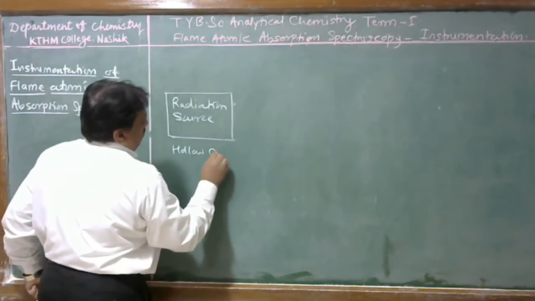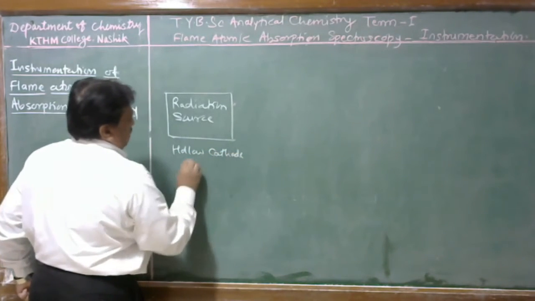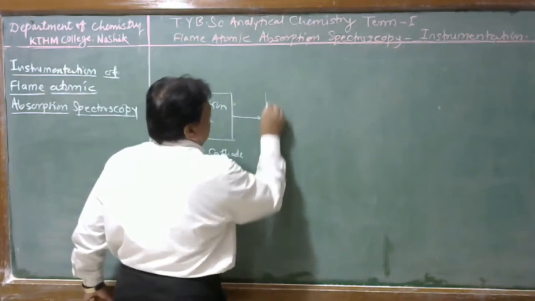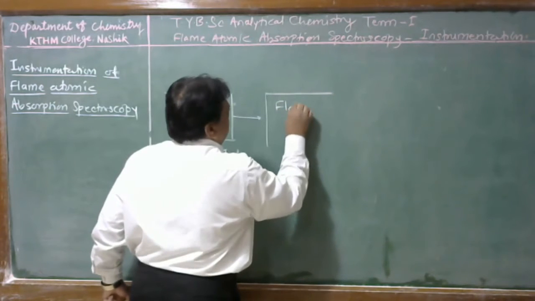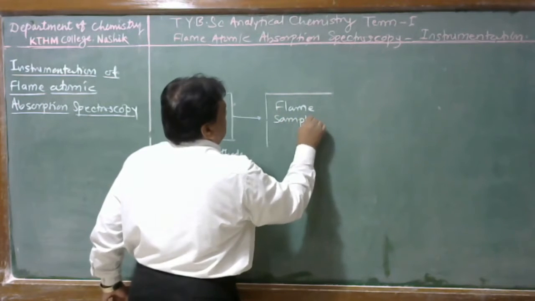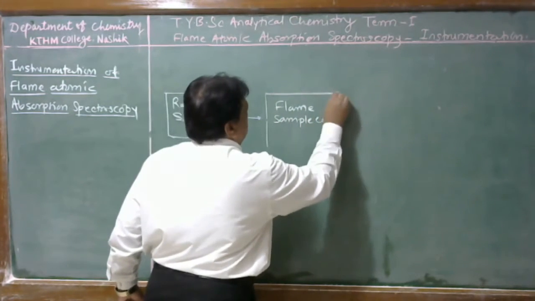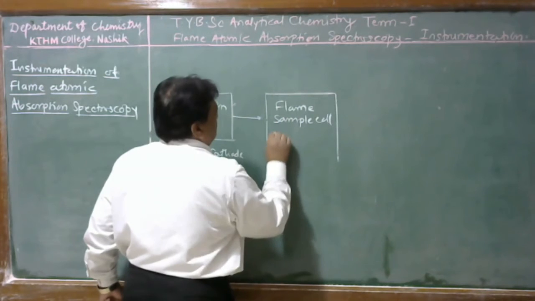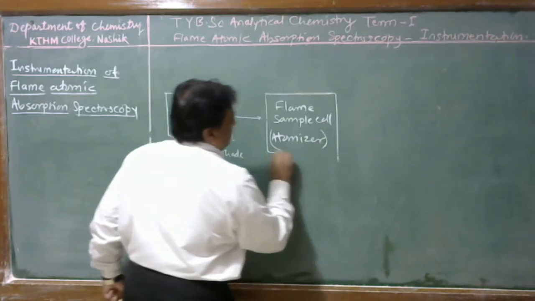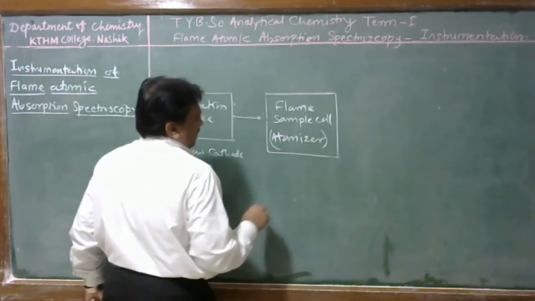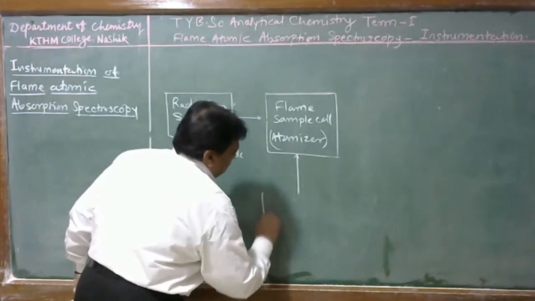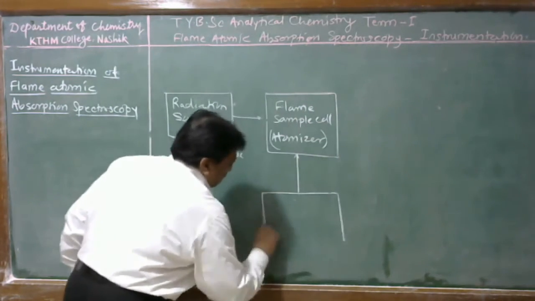Hollow cathode lamp is a radiation source. Radiation from this source is given onto the flame containing a sample. That is, the sample cell is a flame, which here is an atomizer. That means the flame atomizer is used as a sample cell as well as it converts the sample into gaseous state.